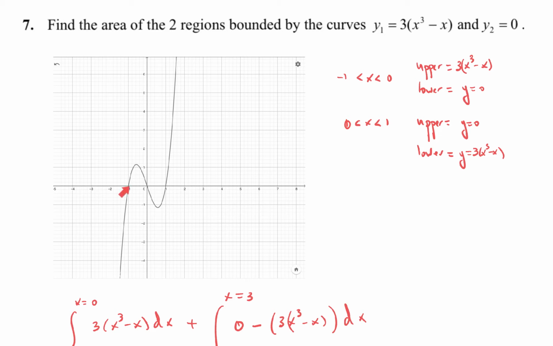So I have to be careful because this is the graph y equals 0, on the x-axis, and the upper function is this one from minus 1 to 0, but the upper function is y equals 0 from 0 to 1, and the lower function is this one on the interval 0 to 1. So I need to find the area bounded between the two functions step by step.